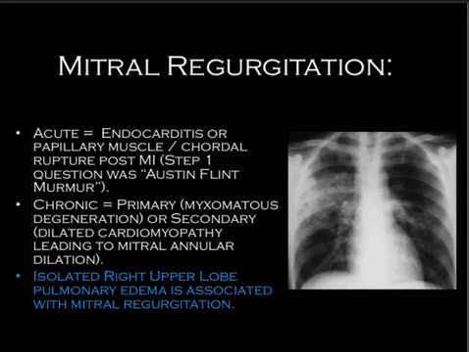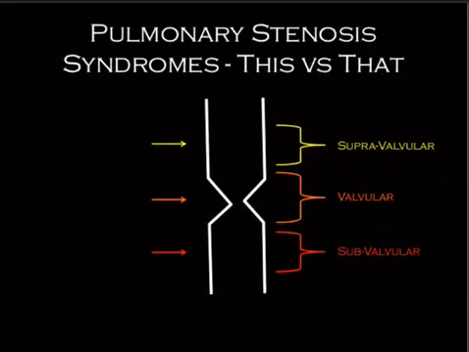Chronic, this is more of myxomatous degeneration, mitral annular dilation. These are the people that you see that have mitral annuloplasties all the time. That's more of a degenerative kind of thing. And again, the right upper lobe pulmonary edema. So just like aortic valve, there's three, you can have different syndromes associated with where the stenosis occurs.